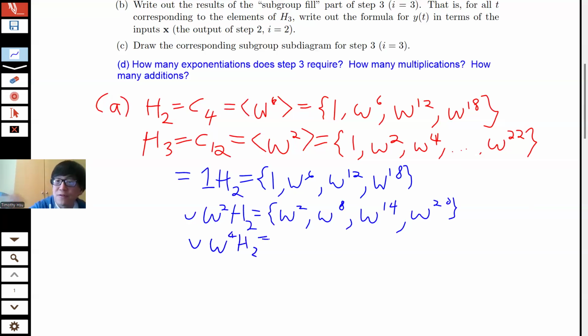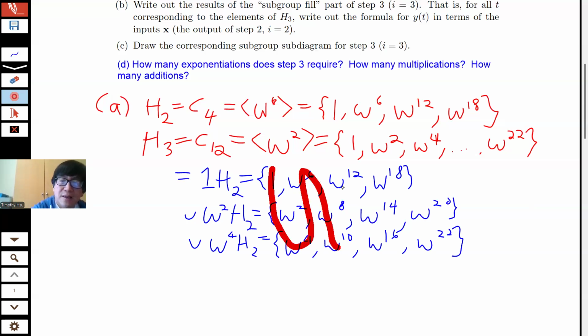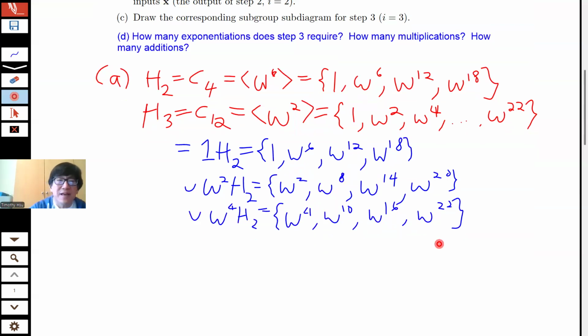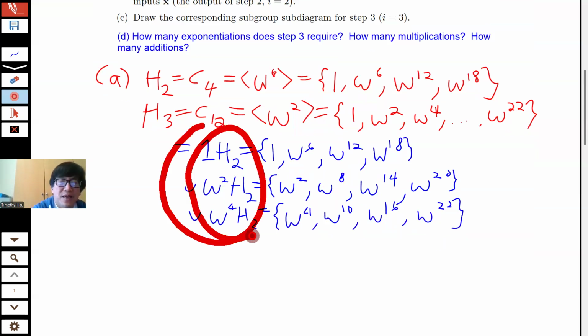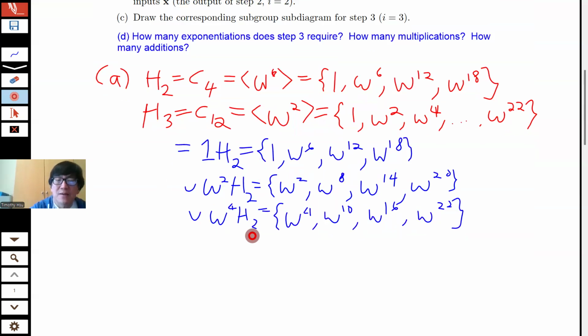Omega to the 4th is the first thing in H3 that's not already accounted for in some coset. So we get omega to the 4th, omega to the 10th, omega to the 16th, omega to the 22nd. And lo and behold, if you go up and down here, 2, 4, 6, 8, 10, 12, 14, 16, 18, 20, 22, everything in H3 is accounted for. And so this now represents H3 written as a union of disjoint cosets of H2.